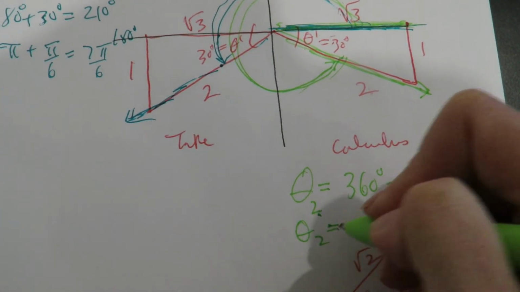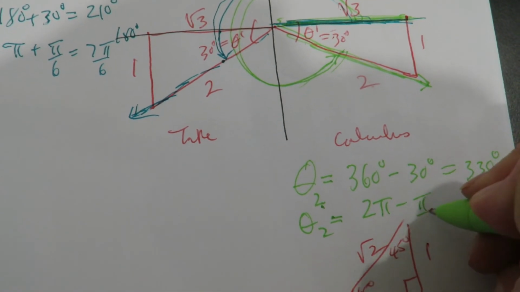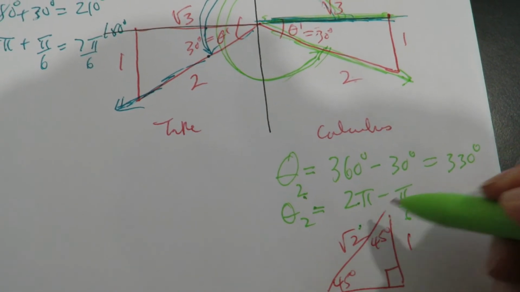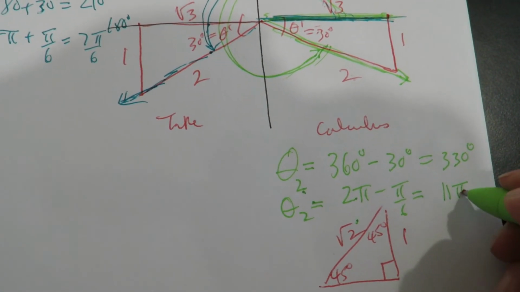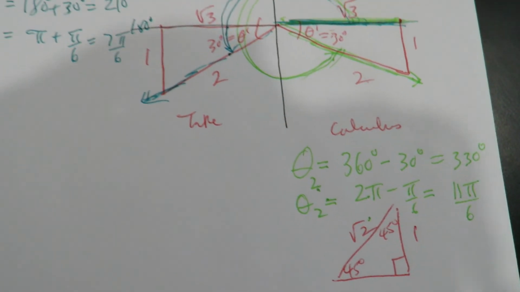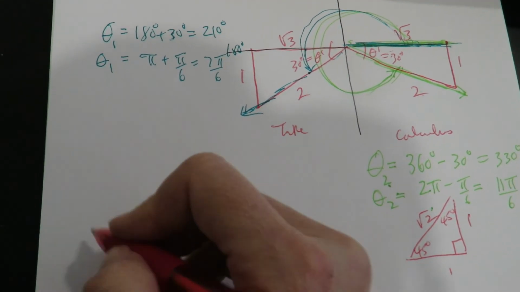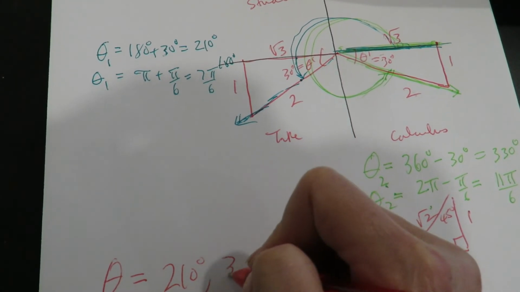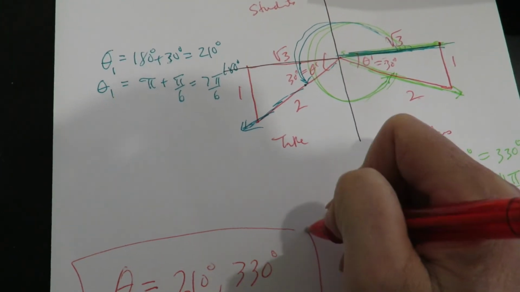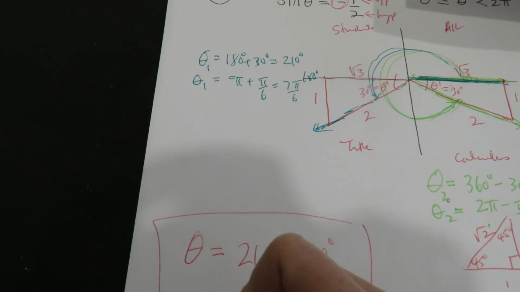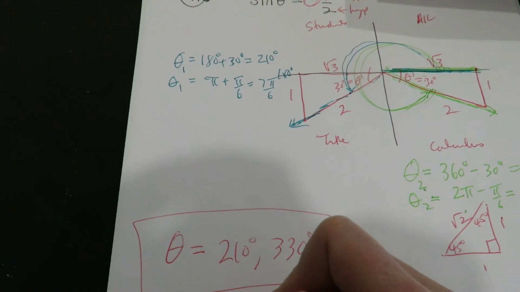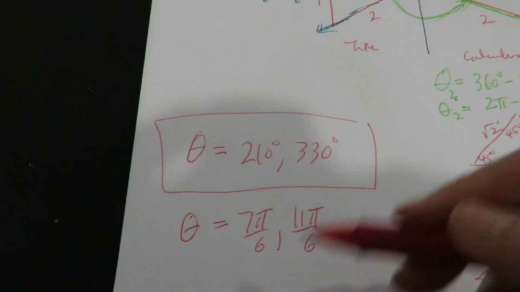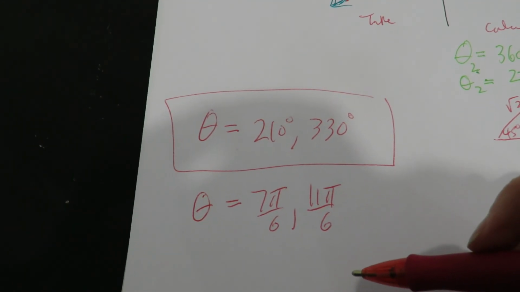Let's do that in radians. So that would be 2 pi minus pi over 6. You're going to have to get an LCD. When you do this, it becomes 12 pi over 6, minus 1 pi is 11 pi over 6. All right, so the two answers for theta here are going to be 210 and 330. Again, I'll teach it to you first in degrees, because your brain will register that right away. But then move it to radians, which is going to be 7 pi over 6 and 11 pi over 6. It's the same answer, I'm just writing it in different units.